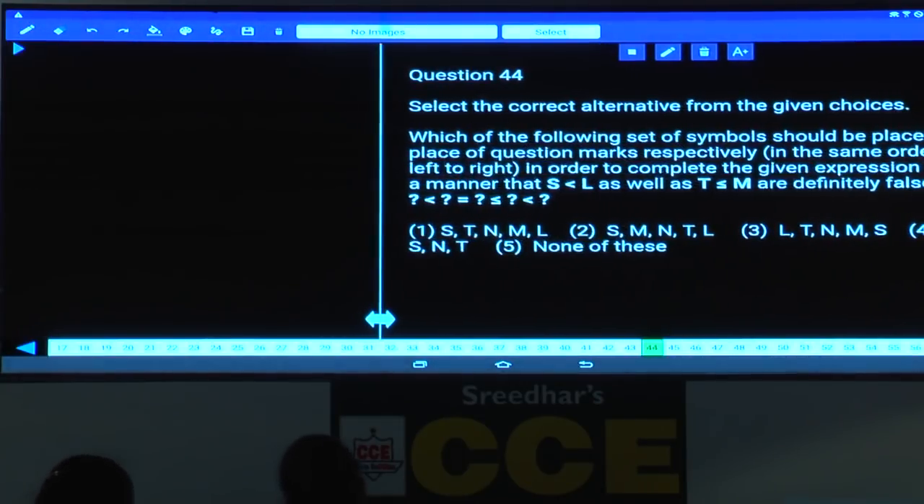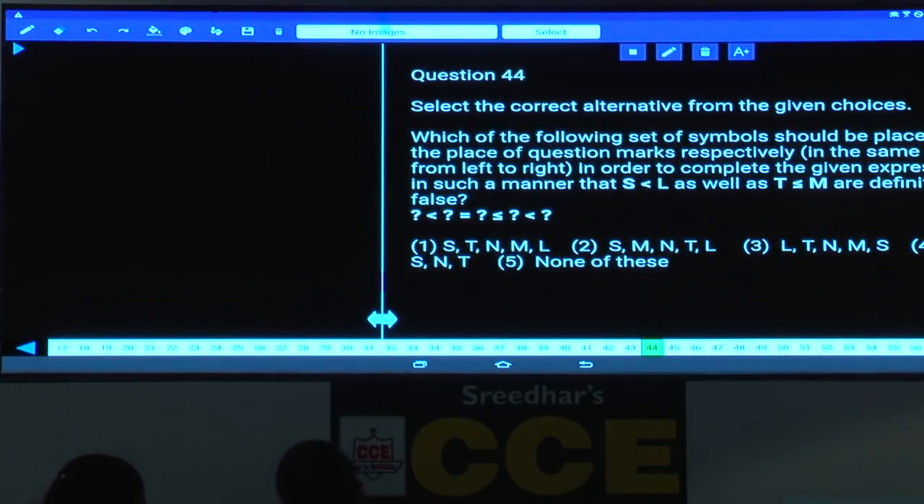Then question number 44. Now in this question number 44, S lesser than L as well as T lesser than or equals to M, both these two must be false. In order to make both these conclusions false, for S lesser than L, in order to make lesser than false, what are you supposed to prove?